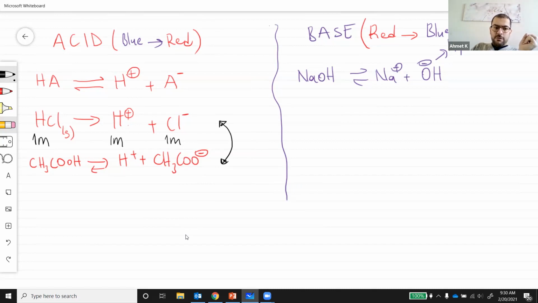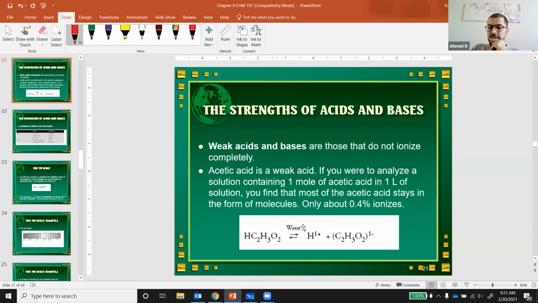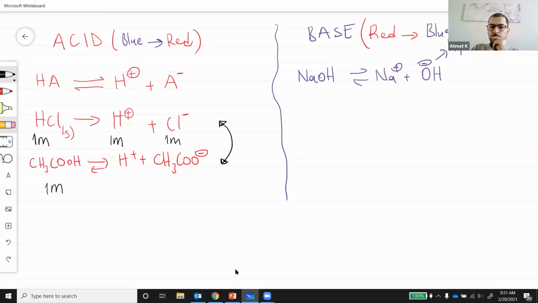However, if you have 1 molar of acetic acid, it will not ionize 100%. And in fact, I think I have it here somewhere. See, only 0.4% ionizes, meaning that 1 molar times 0.4%, this much you're going to get. So you're going to get a really tiny amount. Makes sense? It's going to be like 0.04 molar. You see the difference, right?